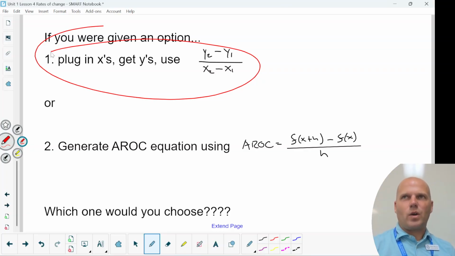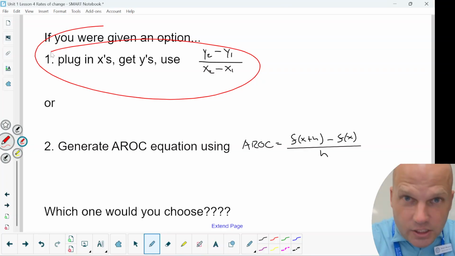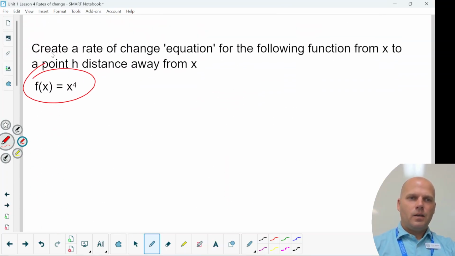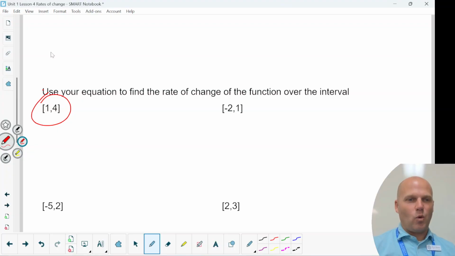Like rate of change equations. Why would we bother doing it? Well, I'll tell you right now. Starting next class, rate of change equations are super helpful, super useful once we talk about a different rate of change. Okay? So let's just do it both ways for 1 to 4.